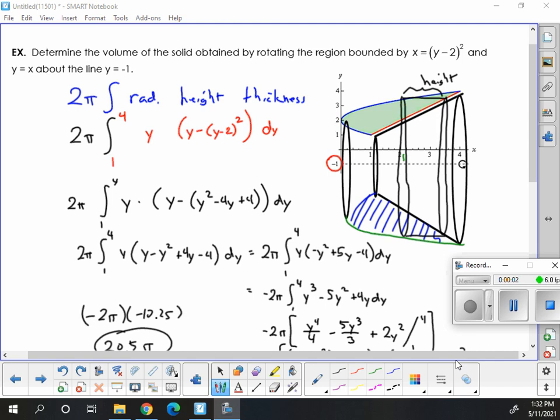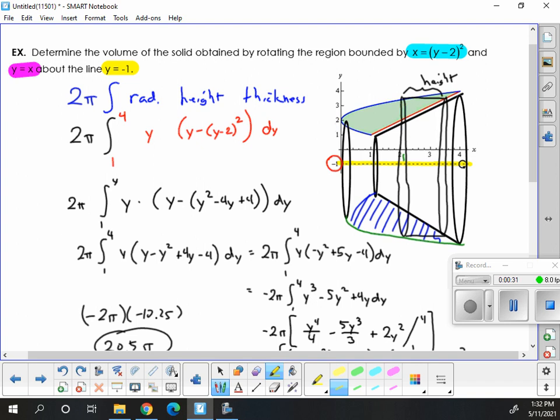All right, let's try and explain this problem. So here we go. We talked about it a little bit in class. You've got a solid obtained by rotating this region bounded by the blue curve, x equals (y minus 2) squared, and then the red line, which is just y equals x. And you're rotating it around the line y equals -1, so down here.